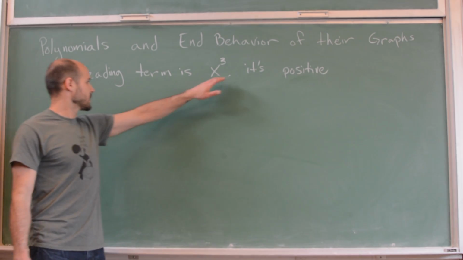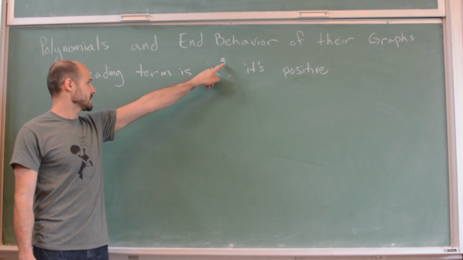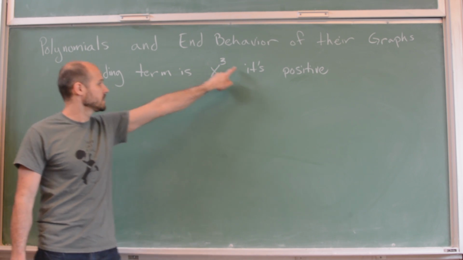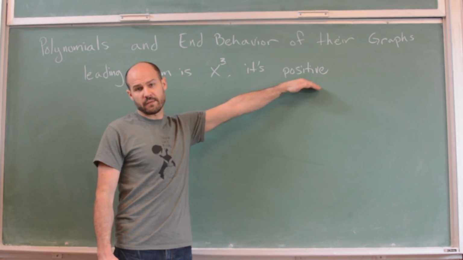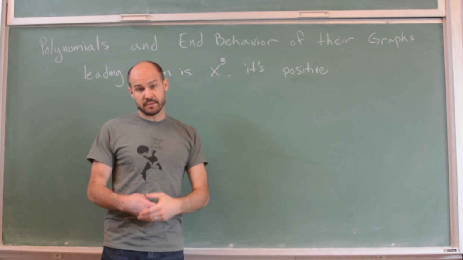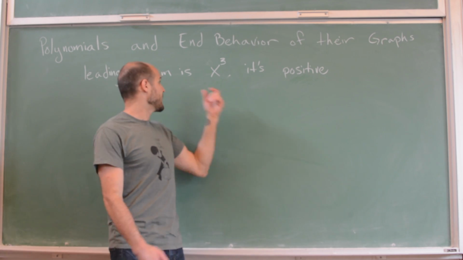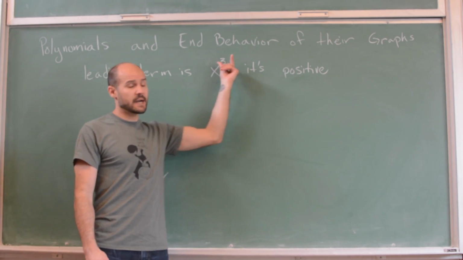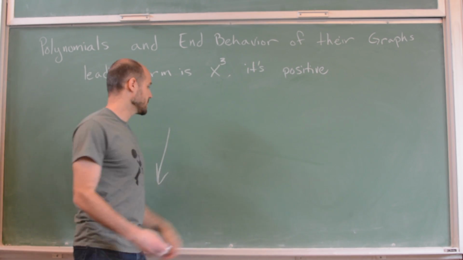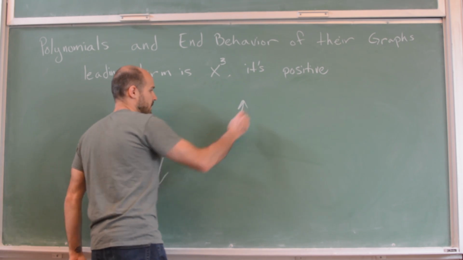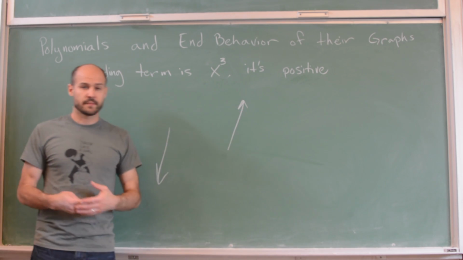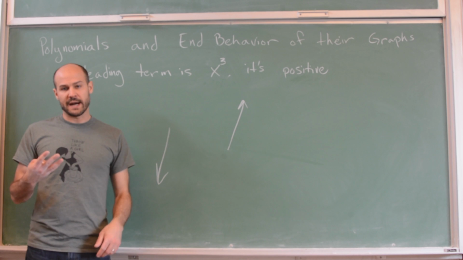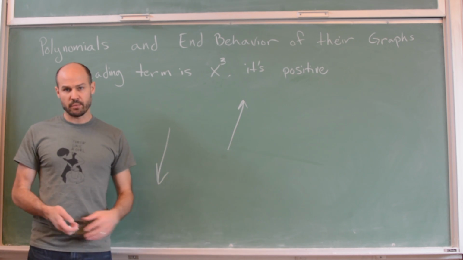Alright, other option, leading term has an odd exponent, but the leading term itself is positive. That means that we're going to start negative when x is negative. And since it's odd, we're going to end in the opposite direction. We're going to go up when x is positive. So let's look at all 4 options all together, and you can really see the breakdown.